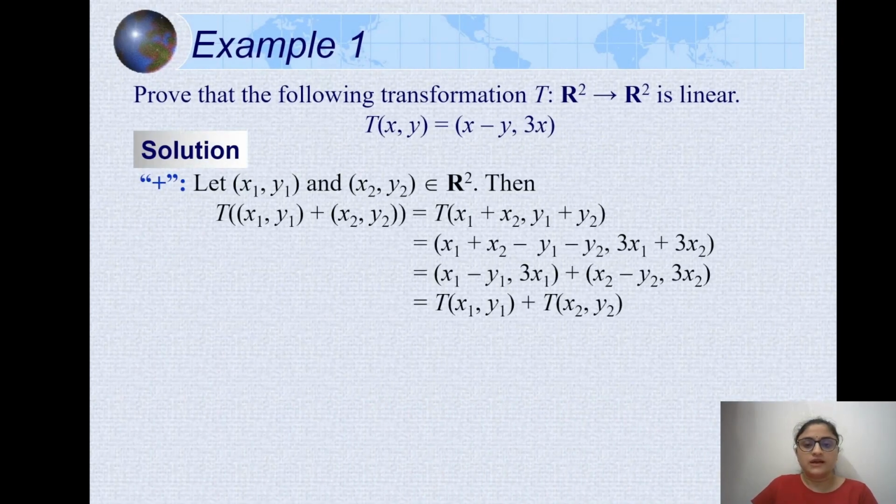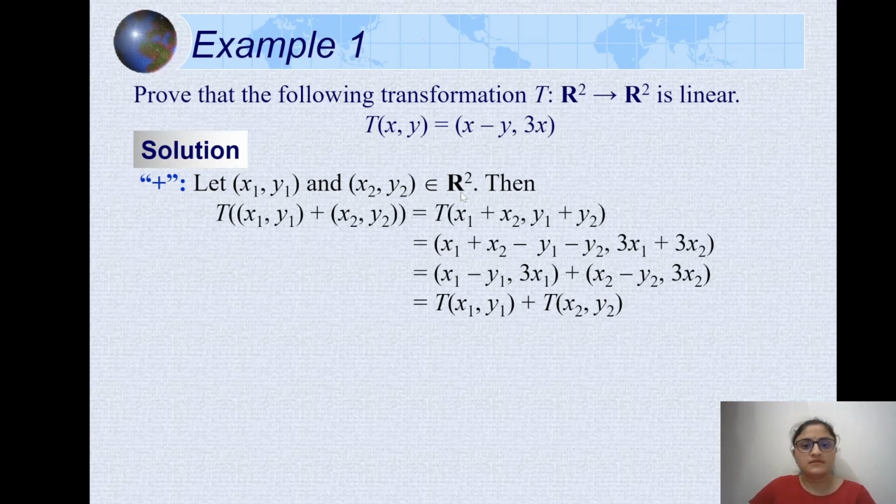So let's look at some examples of linear transformations. Suppose T is a transformation from R square to R square. Here my vector space is R square, U and V are the same. T applied to the two-tuple (x, y) is (x minus y, 3x). Here we have to check two operations. A vector space has two operations, addition and scalar multiplication.